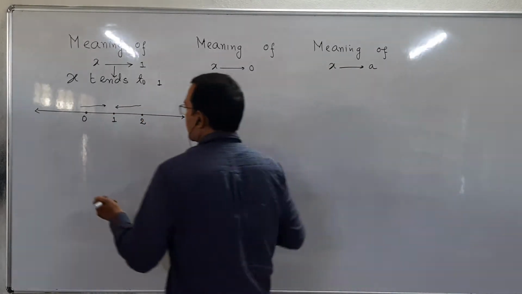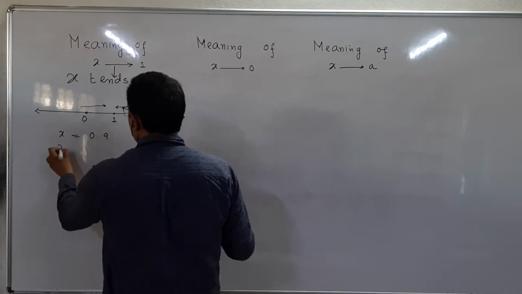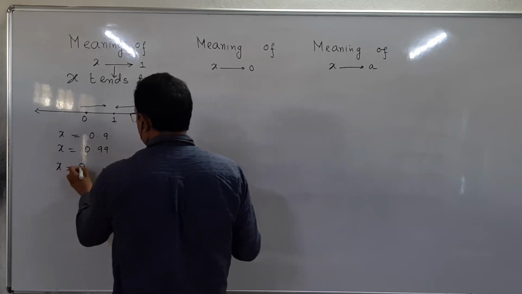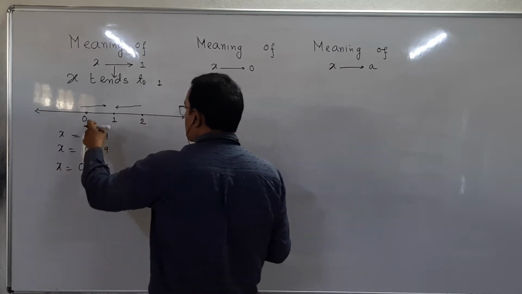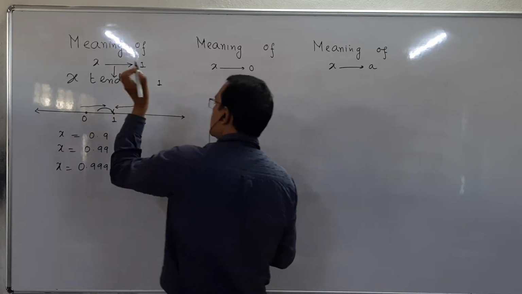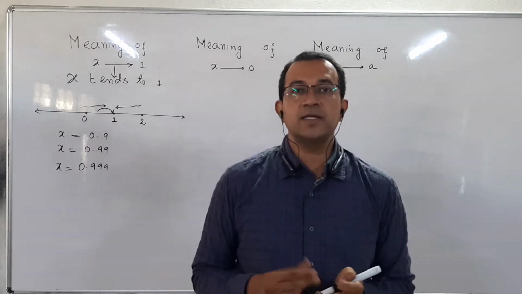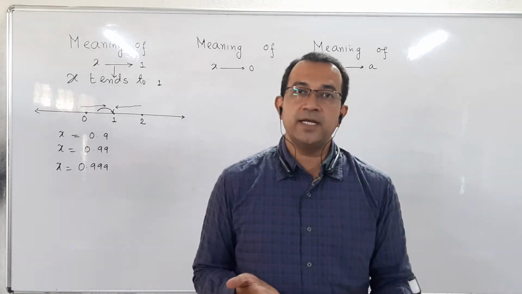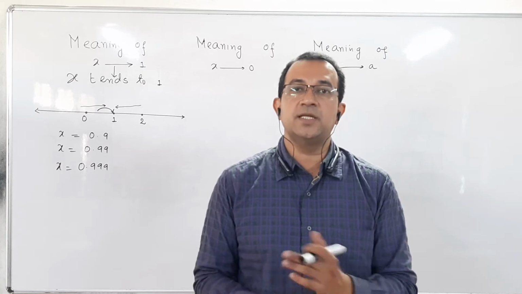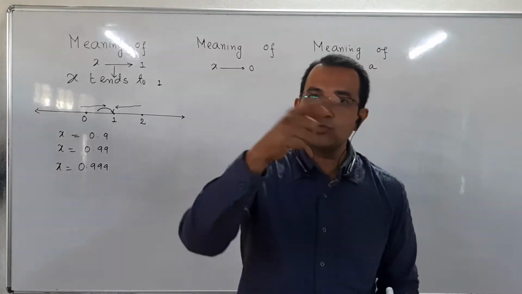Say, first I take x as 0.9, then I can take x as 0.999. Slowly and slowly I am coming towards 1 from less than 1 towards 1. 0.9 less than 1, 0.99 less than 1, 0.999 still less than 1. So we are approaching 1 from less than 1 towards 1.